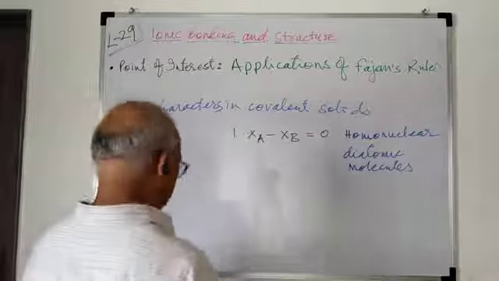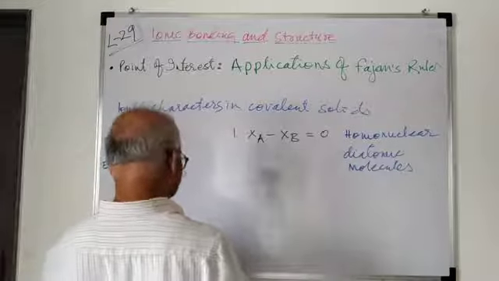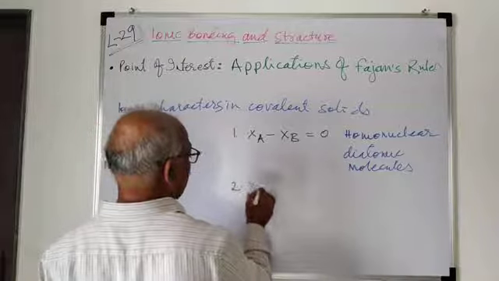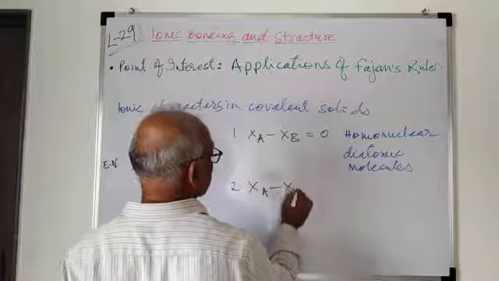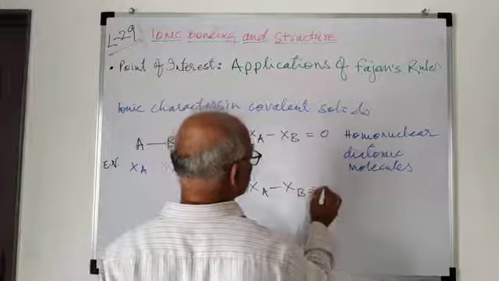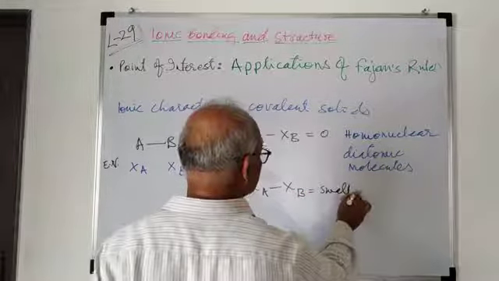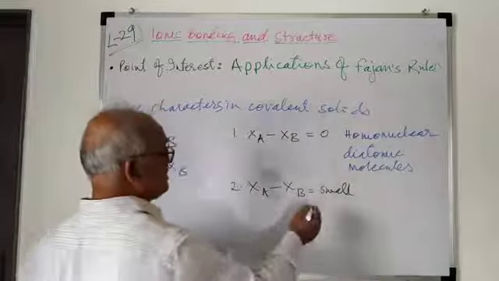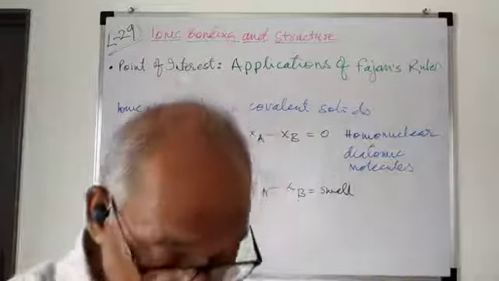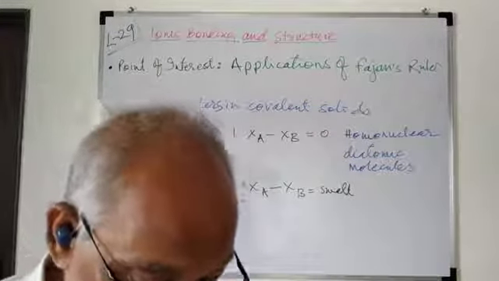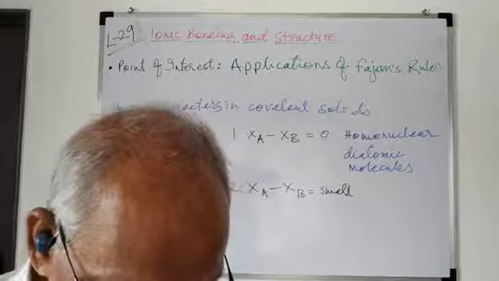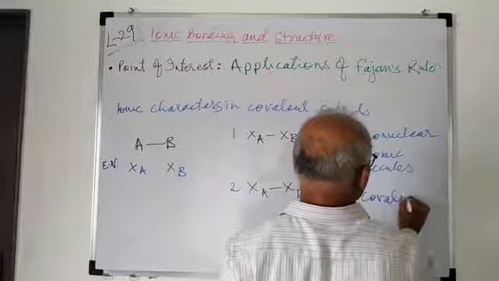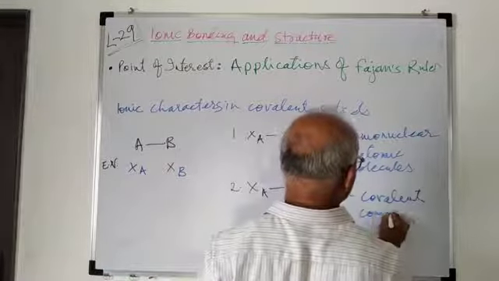Now if we consider the second condition, that is, the electronegativity difference XA minus XB is small, then we say that such compounds are covalent compounds or molecules.